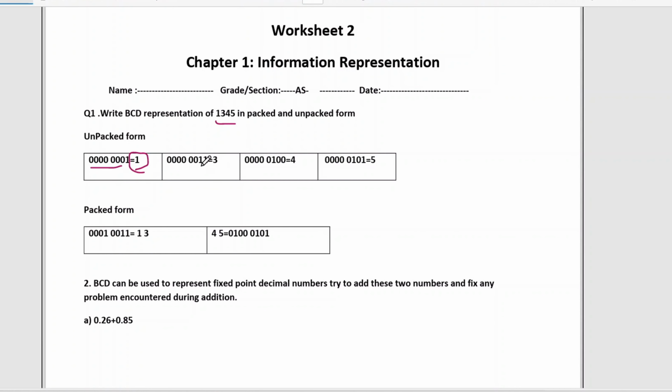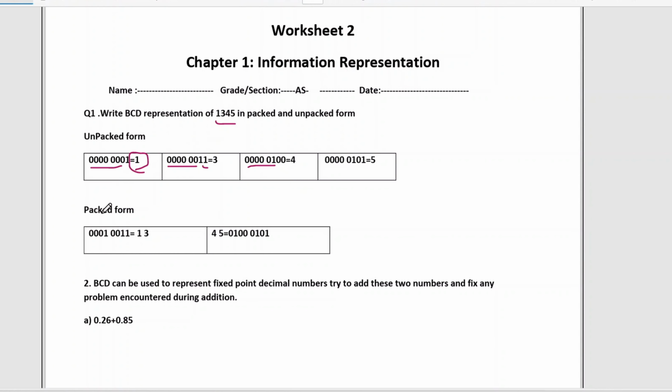Similarly, the binary value for 3 is 11, and the rest I will write 6 zeros on my left hand side to make it 1 byte. Similarly, this is the equivalent value for 4, 100, and the rest zeros are used to represent one whole byte. Similarly, for 5, the binary value is 101, and I will write all the remaining 0s over here to represent 1 byte. So in the unpacked form, you have to represent each single digit using 1 byte.